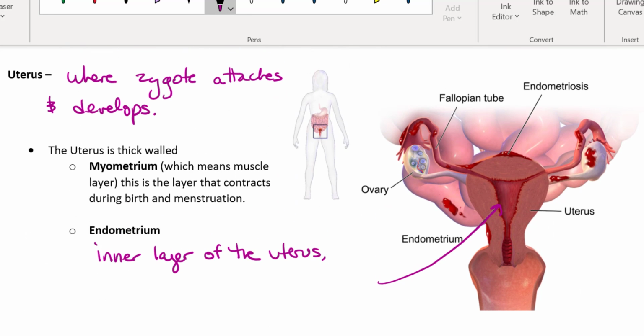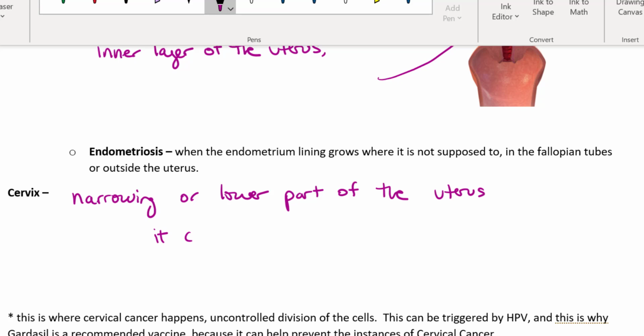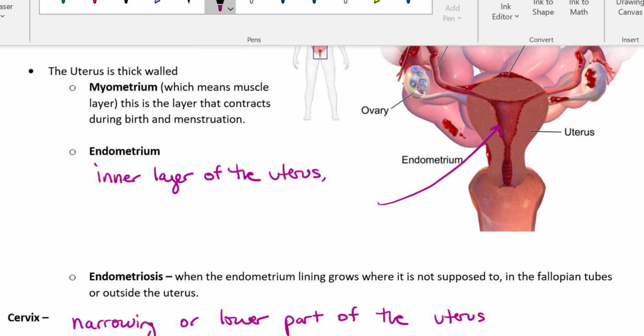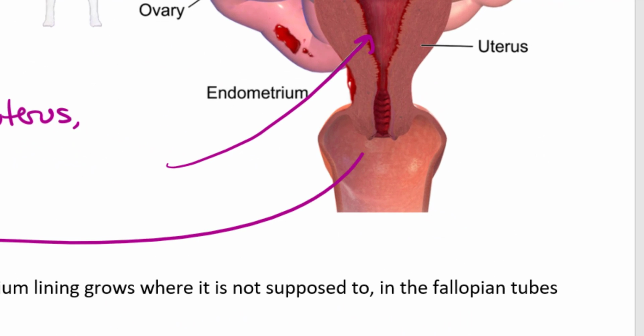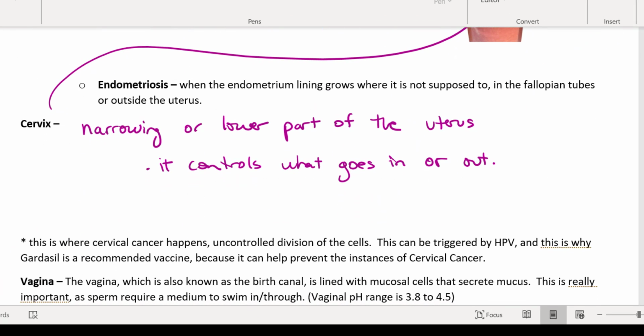From our uterus, we're going down into the cervix. And the cervix, this is the narrowing or lower part of the uterus, and it controls what goes in or out. So you can see it right here. If I just draw a little arrow over to the cervix, this is also where cervical cancer can happen, uncontrolled cell division. This is usually triggered by HPV, which is human papillomavirus.